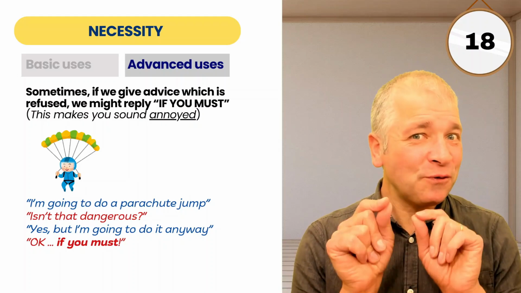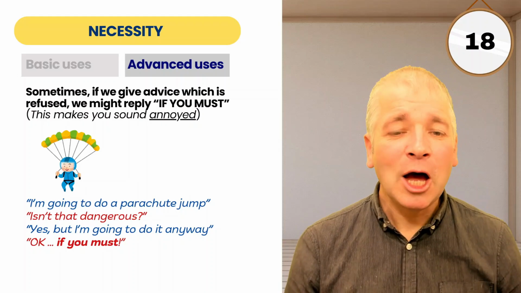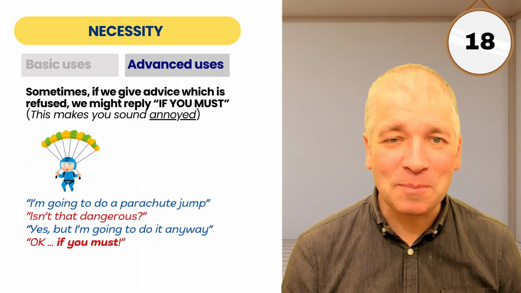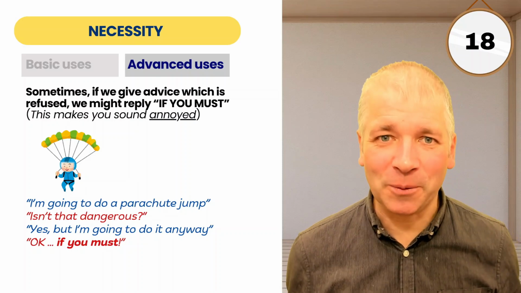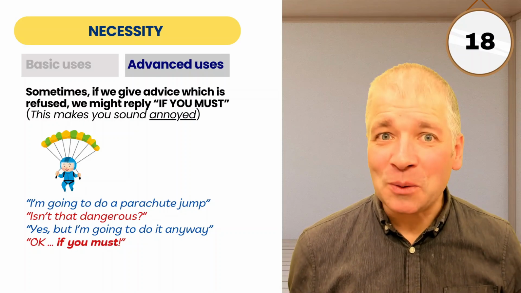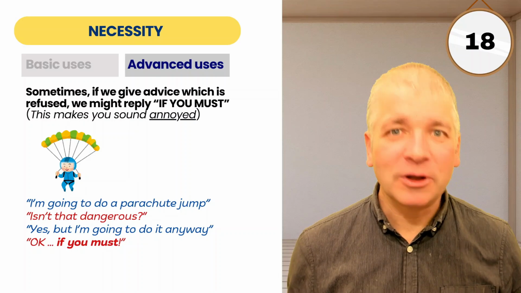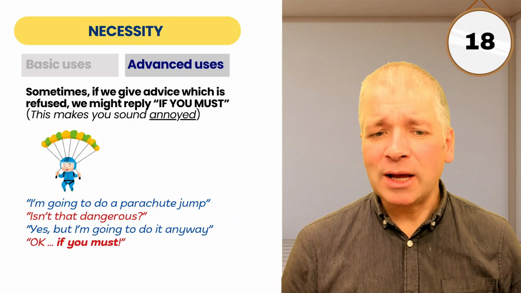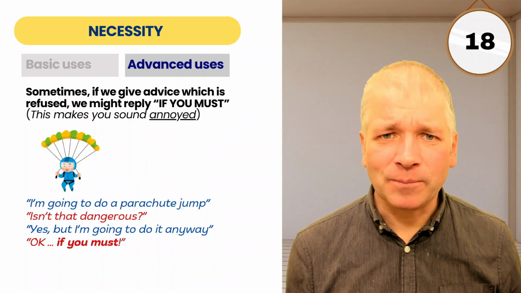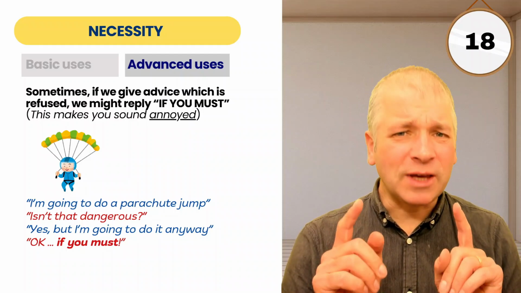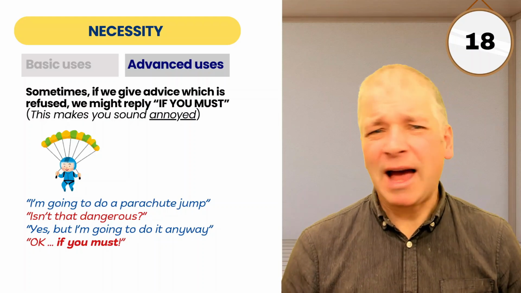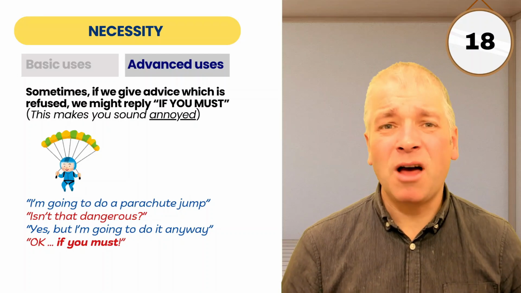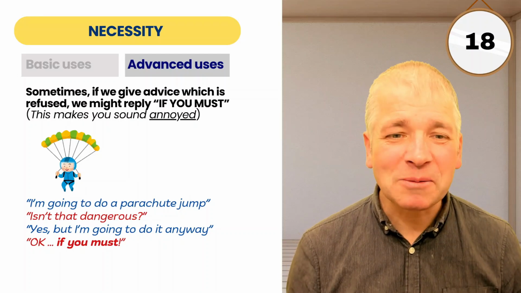Sometimes, if we give advice which is refused, we might reply, "if you must." Look at the dialogue below about this person doing a parachute jump. He says to you, "I'm going to do a parachute jump." You reply, "Isn't that dangerous?" They reply, "Yes, but I'm going to do it anyway." Now, here you've given the advice, it's been refused, and you kind of disapprove of what they're doing. So you say, "Okay, if you must."